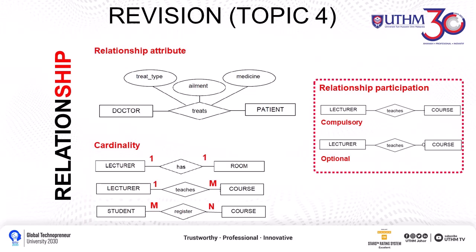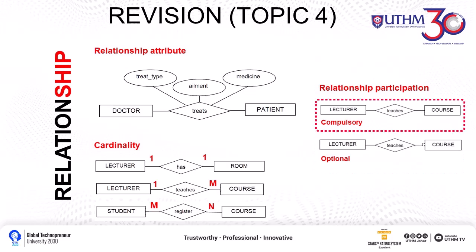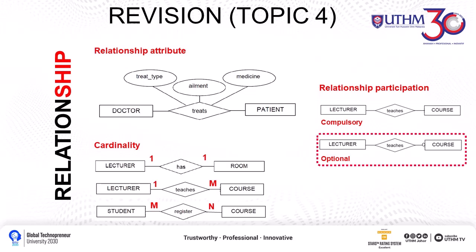Entity participation can be classified as compulsory or optional. Participation is compulsory if the minimum cardinality is 1. If the minimum cardinality is 0, participation is optional. The symbol for optional participation is a small circle by the entity's side.